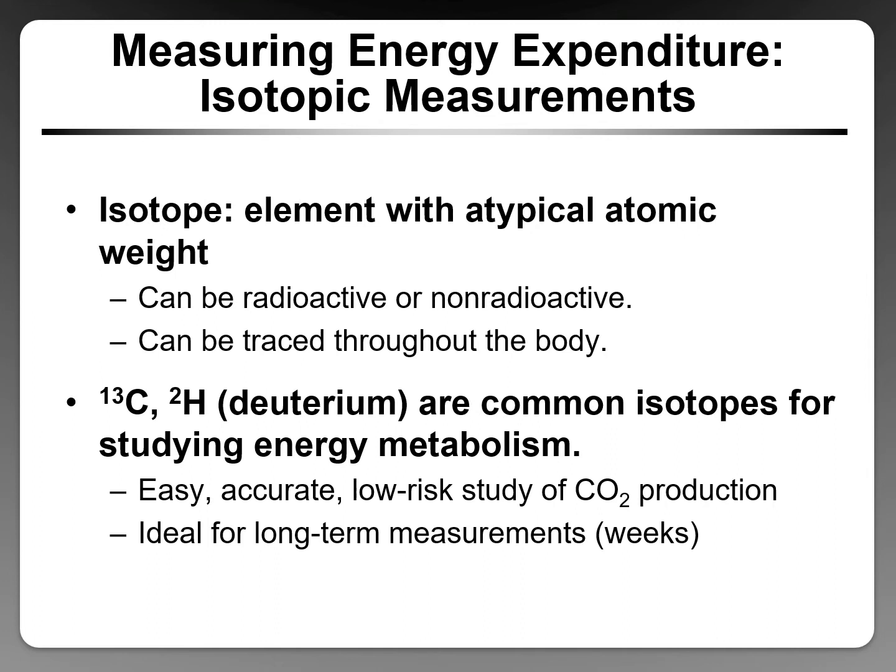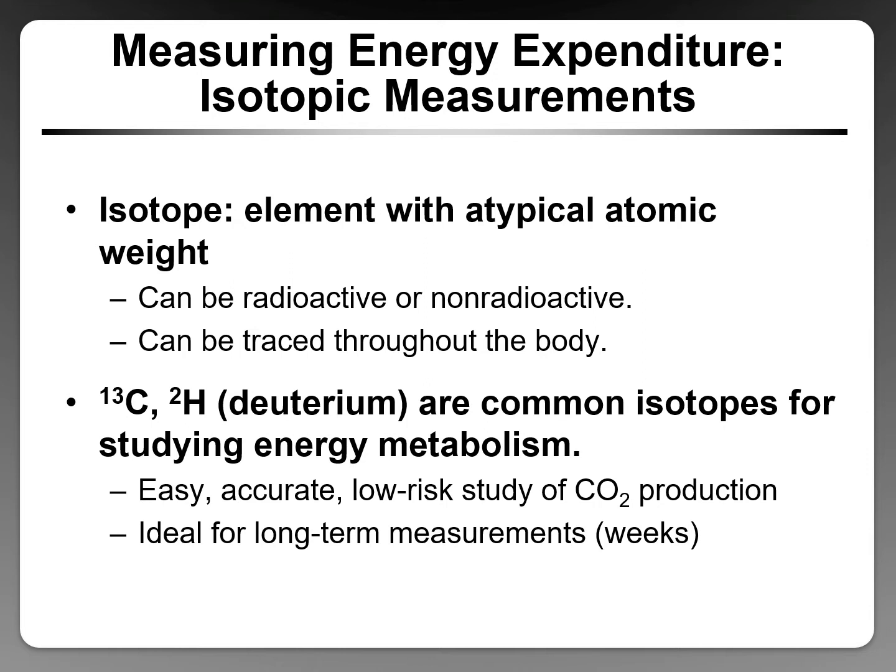So, another option to measure energy expenditure outside of this indirect calorimetry with the metabolic carts is we can use isotopes. So if you remember from chemistry, isotopes are elements that have an atypical atomic weight. So for example, carbon-12 is the most common carbon. So if we use carbon-13 or carbon-14, these are unique isotopes. It's still carbon, it just has a different weight. And therefore we can count this, and this gives us information.